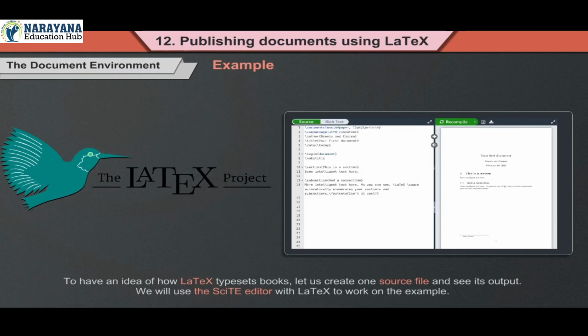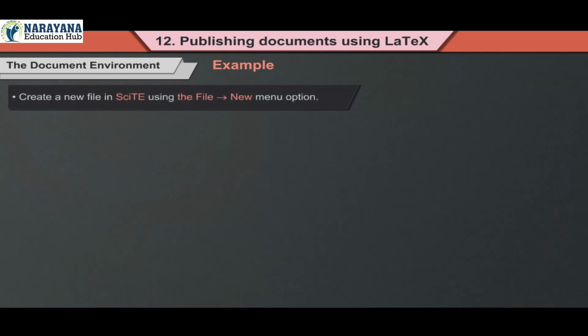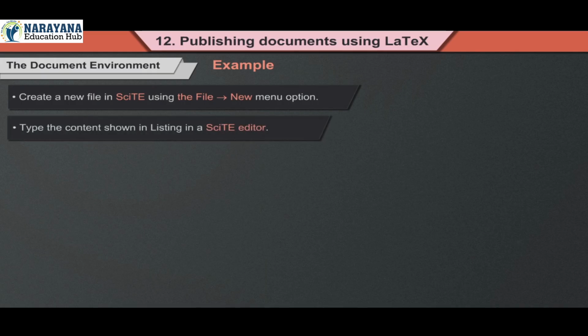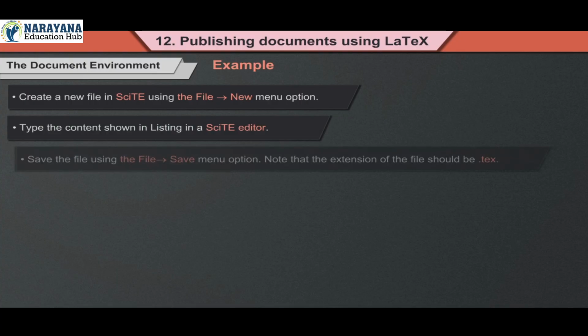Example: to have an idea of how LaTeX typesets books, let us create one source file and see its output. We will use the SciTE editor with LaTeX to work on the example. Create a new file in SciTE using the File, New menu option. Type the content shown in the listing in the SciTE editor. Save the file using the File, Save menu option. Note that the extension of the file should be .tex.